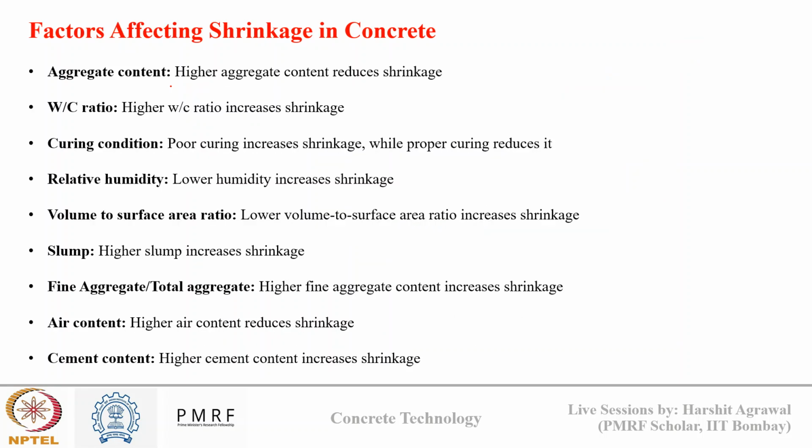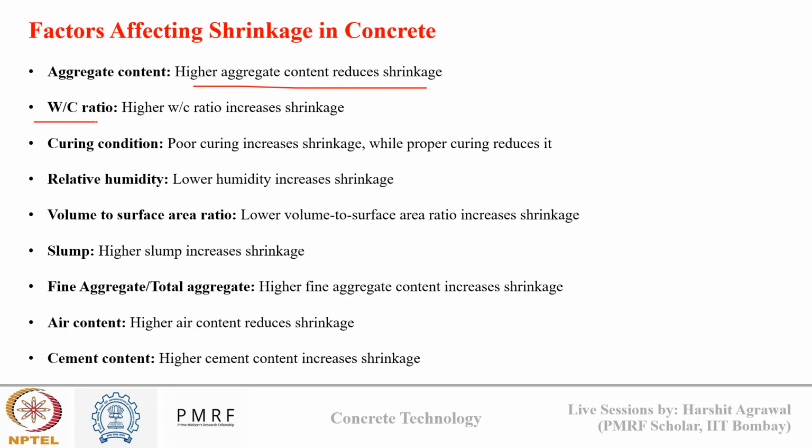Now, if we particularly go to the concrete part, how concrete affects the shrinkage rate. As the aggregate content increases, it reduces shrinkage. Why? Because aggregate is the rigid skeleton. It will restrict the shrinkage by reducing the paste volume. So, more aggregate means less cement paste, so it will reduce the shrinkage.